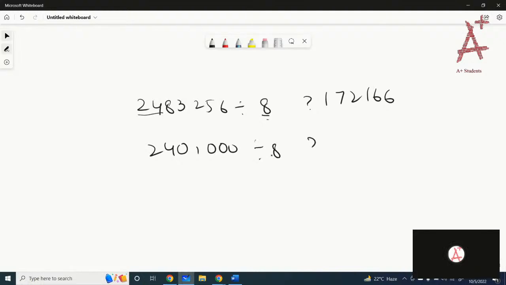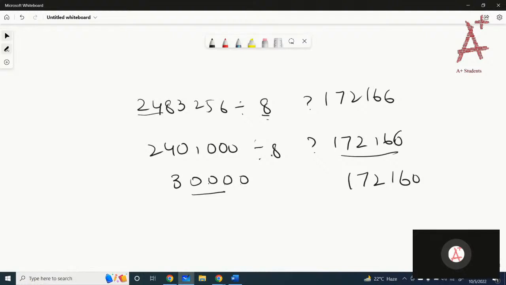Got it? So when you divide them, 8 times 3 is 24. So it is 300,000. It's a 5-digit number and it's a 6-digit number. So obviously the 6-digit number is greater, so 300,000 is less than 172,160. Got it? So select the correct option and click on the OK button.